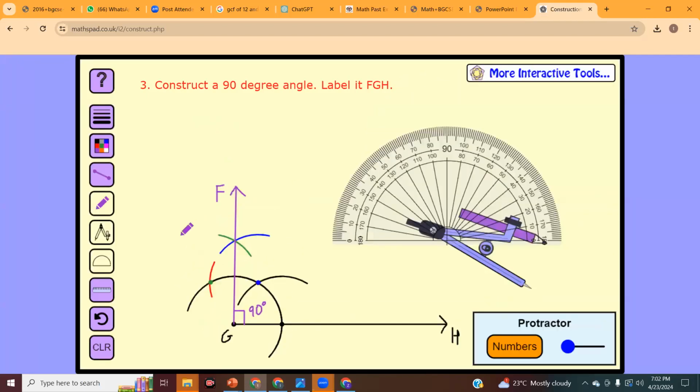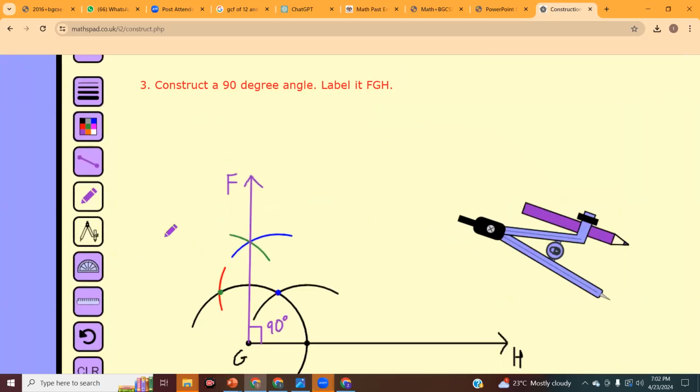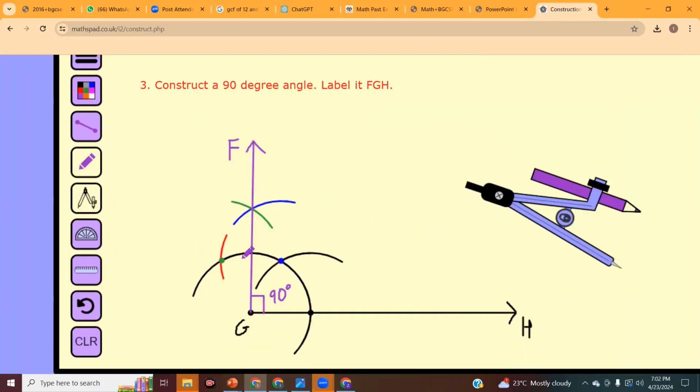So quick recap, what did we do? The first thing that we did was we drew an arc, our first arc. When we came here, we drew another arc. Then we came here, we drew another arc, that's the red one. Then we drew another one called the blue one, starting from this particular point. And then we went to this point where the green side and we drew another arc. Then we took a ruler and we passed through where those two arcs intersect to reach the point G. We label this one F. And there you have it. That is your 90-degree angle.